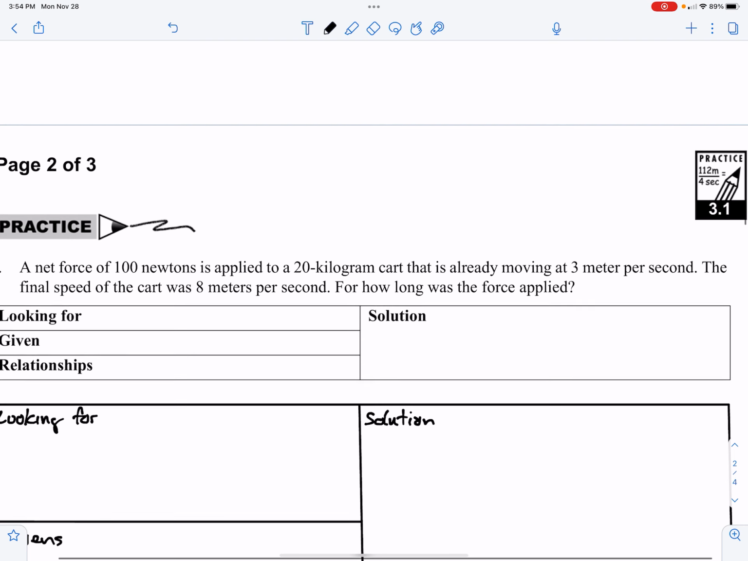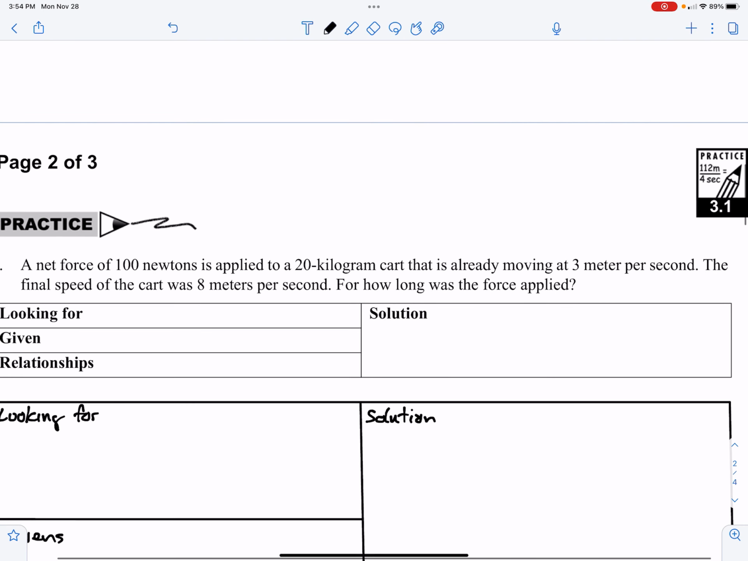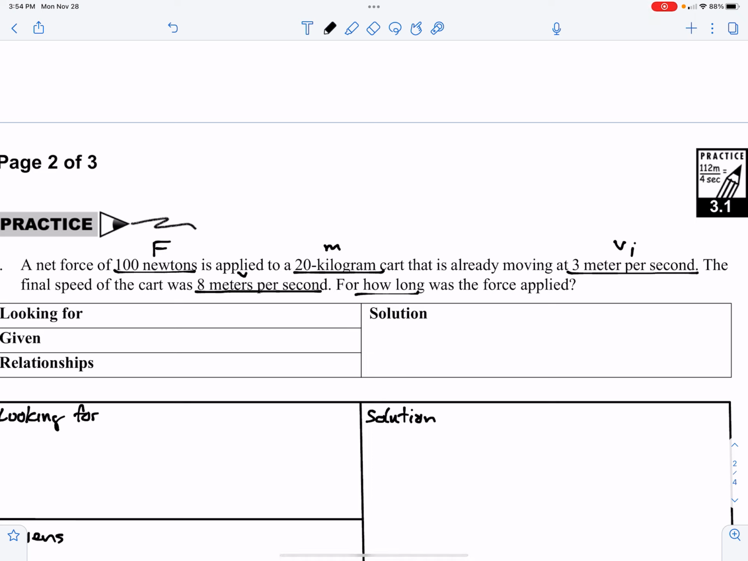Let's go ahead and annotate the question. It says a force of 100 newtons is applied to a 20 kilogram cart that is already moving at 3 meters per second. If the final speed is 8 meters per second, how long was the force applied? Well, we're given 100 newtons of force, 20 kilograms of mass. This is the initial speed, VI. That makes this the final speed, VF. And you're looking for time. There's our question mark.